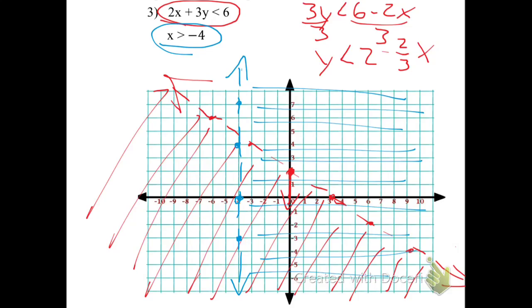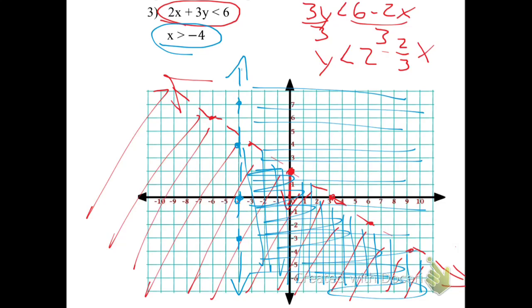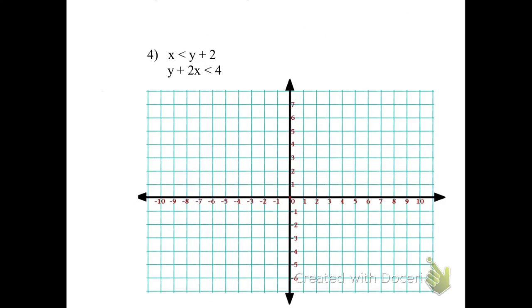The part that got double shaded is this section here. So I'm going to make that one a little bit darker to show that that is where the solution is. Darker. Okay? Your solutions are in that darker region. Move on to number 4.